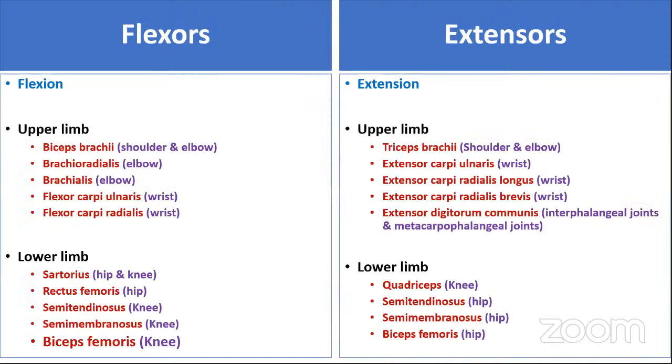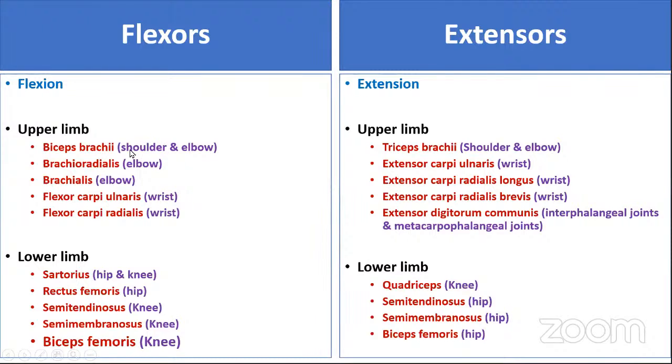So let's start with the flexors and the extensors. As I had said earlier, flexors are the muscles which bring about flexion. Extensors are the muscles which bring about extension. Here I have taken the examples of the upper limb and lower limb, with reference to your syllabus. So upper limb flexor muscles are biceps brachii, brachioradialis, brachialis, flexor carpi ulnaris, flexor carpi radialis.